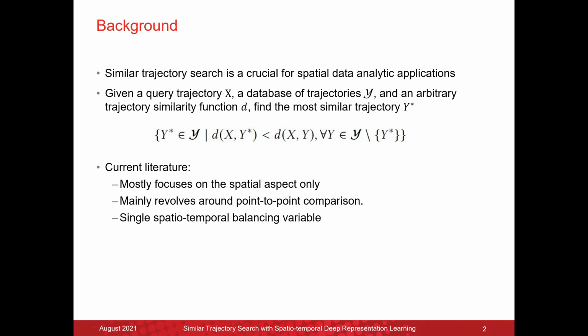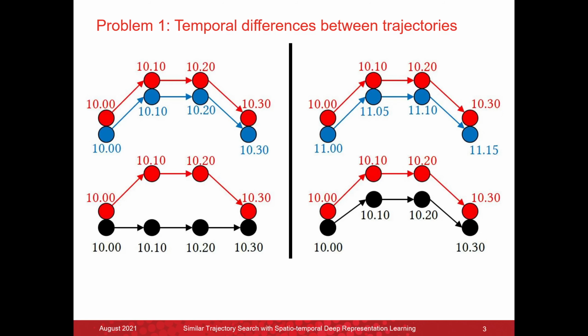They mostly focus on the spatial aspect, they mainly revolve around point-to-point comparisons, and for the few literatures that use both the spatial and temporal aspect, only a single balancing variable is used. This causes three problems that hinder accuracy. The first problem is the temporal differences between trajectories. We illustrate this using an example.